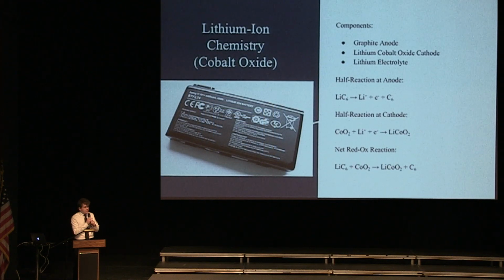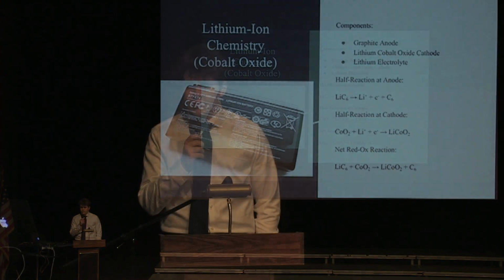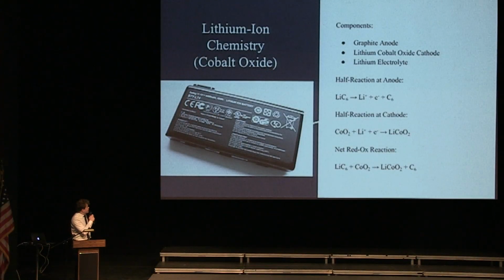Next, we have our lithium ion batteries, which are used to power your phones, your laptops, or any high power devices that you may have. They are very popular for those uses due to their high energy density. They use lithium ions, which are the third lightest element on the periodic table. They're low weight and high energy output. They consist of a graphite anode, a lithium cobalt oxide cathode, and a lithium electrolyte.